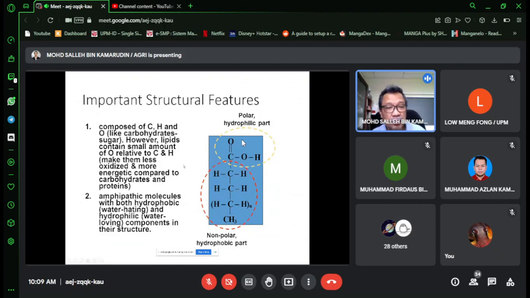However, lipid contain small amount of oxygen compared to carbohydrate, compared to carbon or hydrogen. Unlike carbohydrate, carbohydrate banyak juga oxygen. So it makes them less oxidized and more energy compared to carbohydrates and protein.